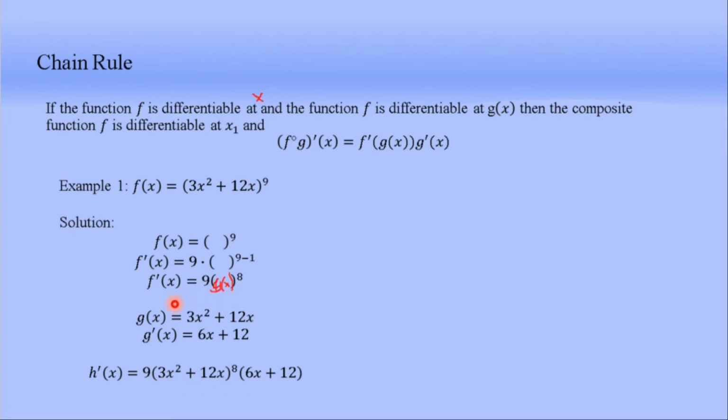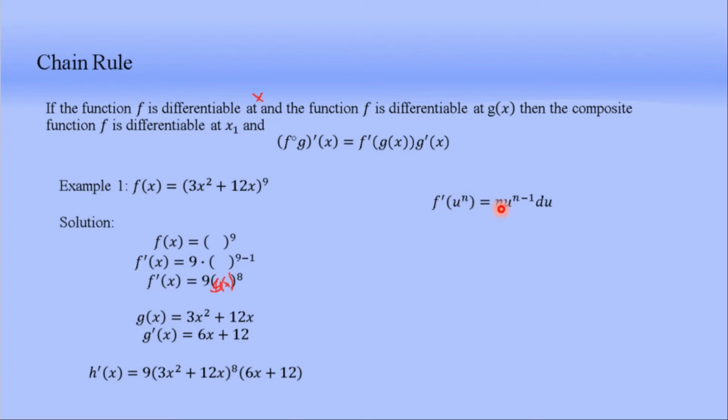Basically, it's the derivative of the first function, and then inside the parentheses is the second function, or the function inside the function, which is g of x. It is the 3x squared plus 12x. And then multiply it by the derivative of g of x, which is 6x plus 12. Simplify it if you can, but with this function we cannot simplify this anymore because of the exponent.